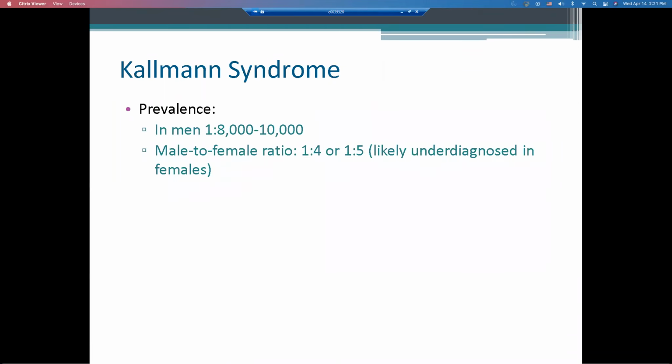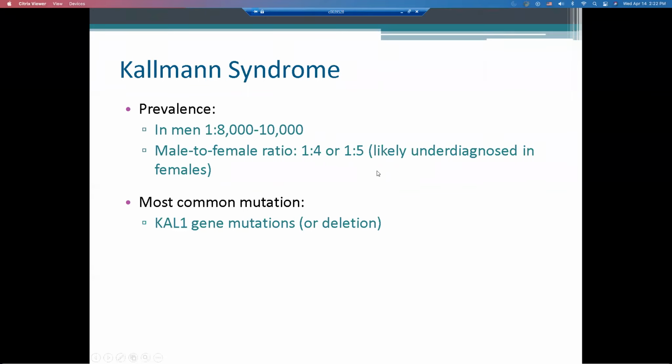If you see a patient with Kallmann syndrome right here, you don't see those olfactory bulbs well developed. The prevalence of Kallmann syndrome is 1 in 8,000 to 10,000, so it's not as rare as one might think. The male to female ratio is actually higher in males. This is a mistake; it's 5 to 1 rather than 1 to 5. So it's more common in males. However, it is diagnosed also in females.